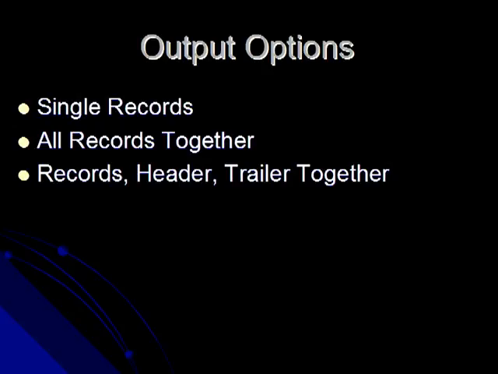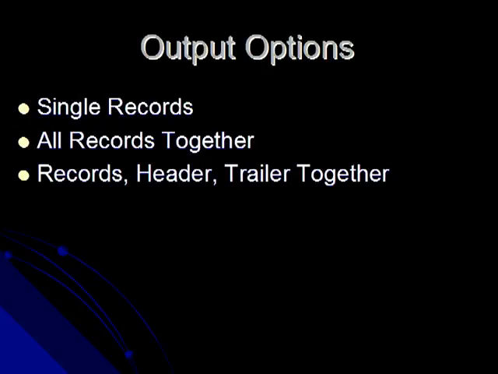We can have BizTalk split it all up and debatch it into single records. With that, it'll actually strip off the header and trailer and give us out all our detailed records as single XML documents. We can have all of our records together. Again, this will still strip off the header and trailer, but we will get all of our detailed records out as a single batch. And our last option is we can have our records, our header, and our trailer all together in a single document out of the flat file disassembler. So all this does is essentially convert the flat file document into XML documents.